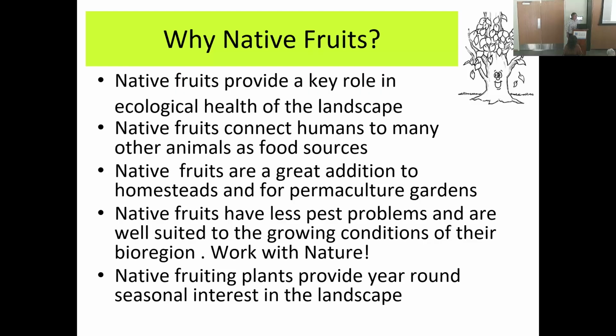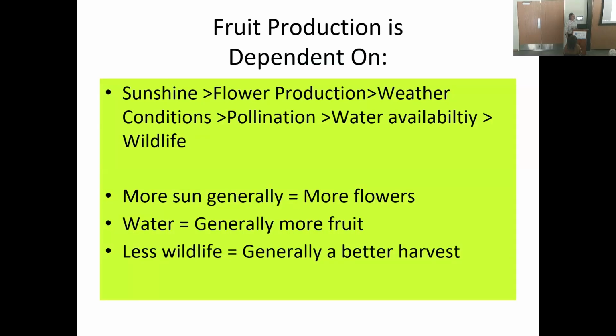Great addition to homesteads and permaculture. A lot of people are practicing permaculture and want to have fruiting plants that they can enjoy. Also, there tend to be less pest problems if we are planting them in the proper location that's suited for them. And also, they provide a lot of seasonal interest and can really enhance the biodiversity of a landscape. So lots of good reasons to use native plants.